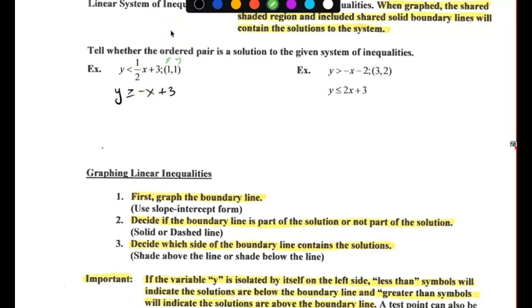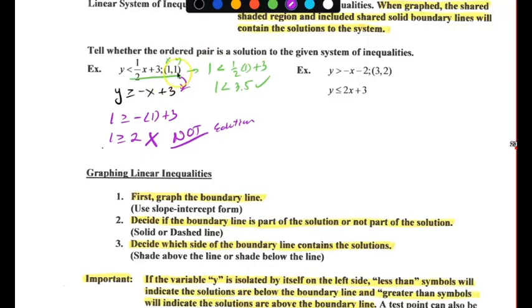So here's our x, here's our y. Plug into the first one real quick. 1 is less than 1/2 times 1 plus 3. That's 1 is less than 3.5. That's true. All good. Let's try the second one. 1 is greater than negative 1 plus 3. 1 is greater than 2. That's not true. 1 is not bigger than 2. So this is not a solution. Again, it has to be true for both of them.